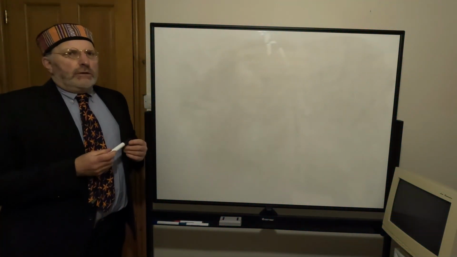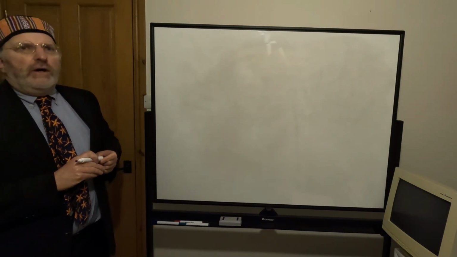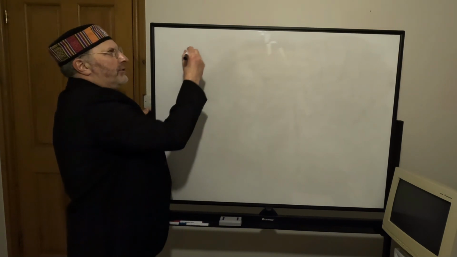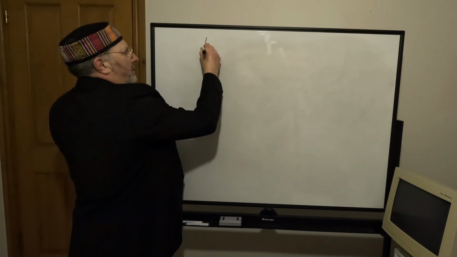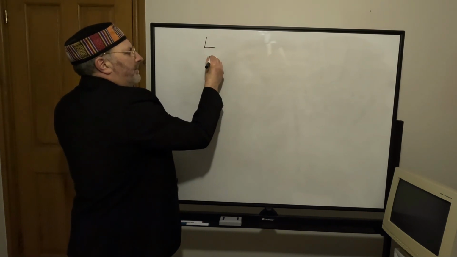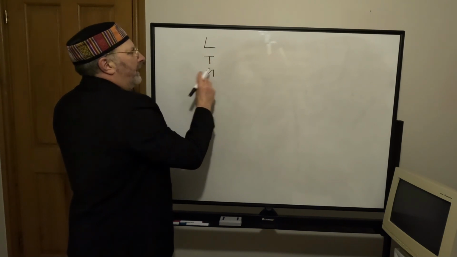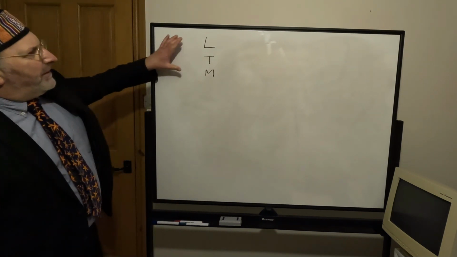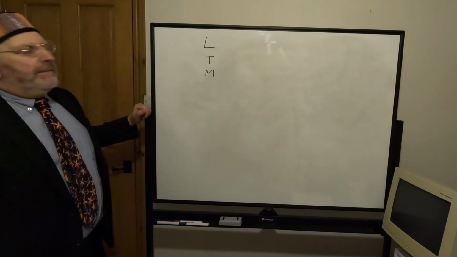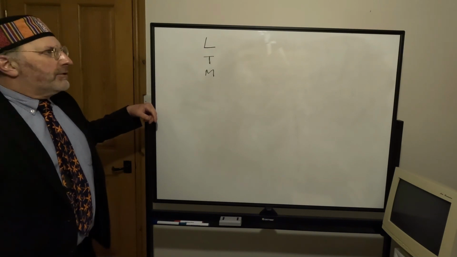Okay, so dimensional balancing, dimensional analysis. In physics, we have certain fundamental quantities or fundamental dimensions. And 3 of them are length, time, and mass: L, T, and M. 3 fundamental dimensions. And the point about this is that other quantities that we might meet in physics can be expressed in terms of these fundamental dimensions.